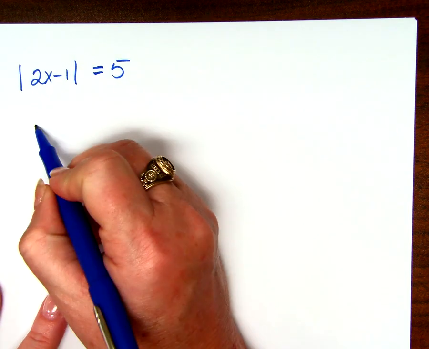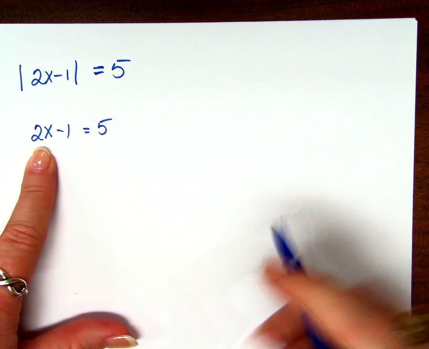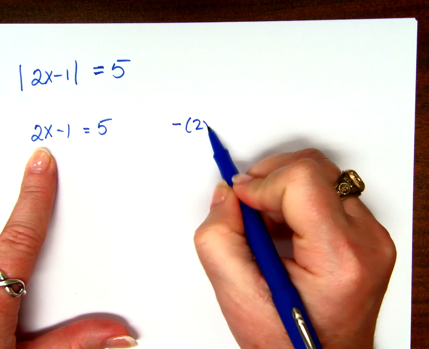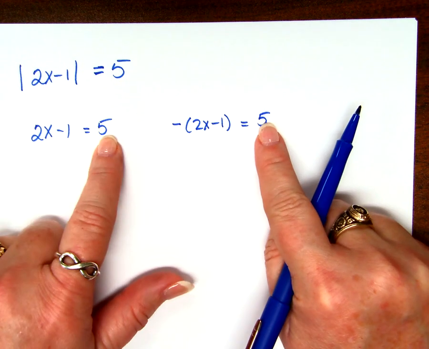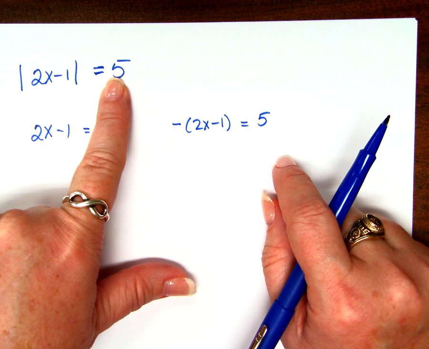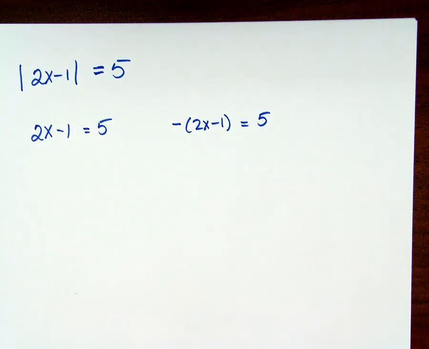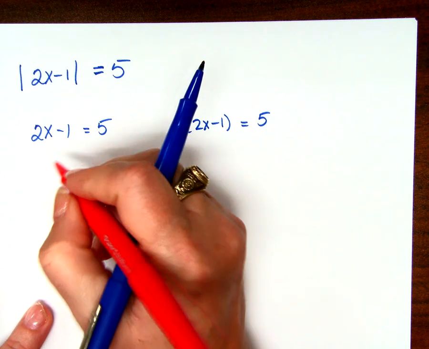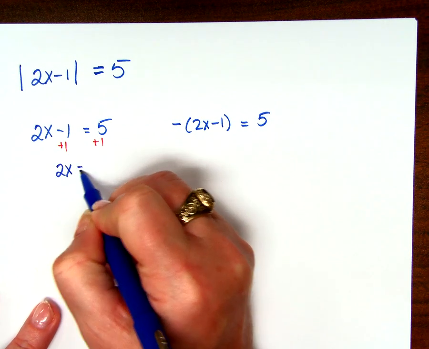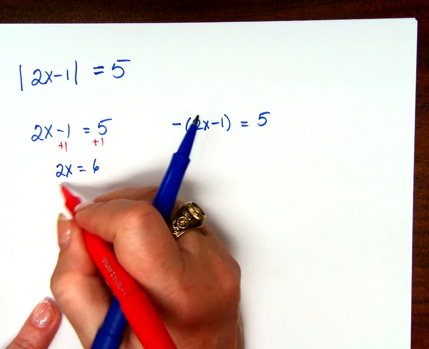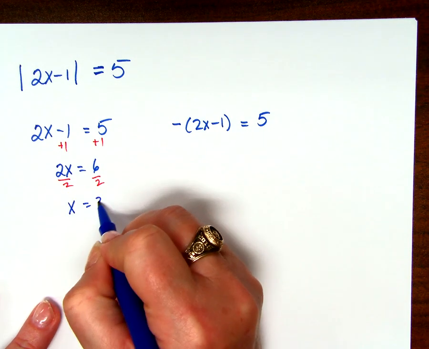So what we said is I take what's inside because it can be positive, but I also take what's inside as negative. Because it's not actually literally the 5 outside that's being positive or negative. It's what's inside that's positive or negative. Remember that? So here, I would just add 1 to both sides. 2x equals 6. Dividing both sides by 2 gives me x equals 3.